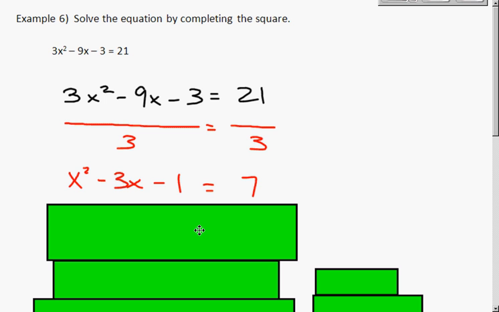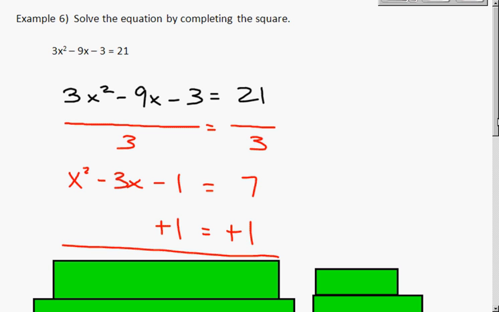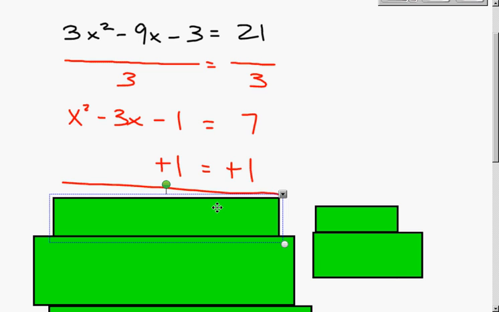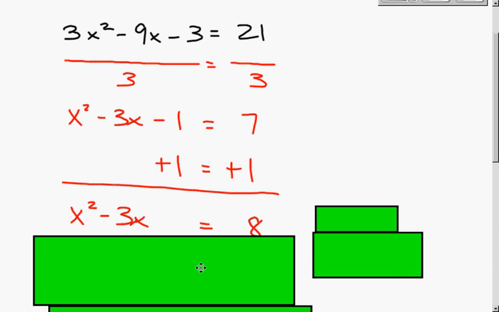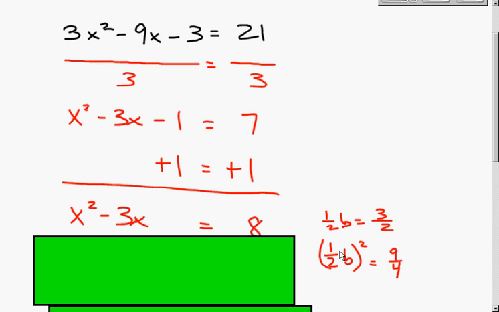So in step 2, we need to get rid of our c term, in this case the negative 1, so we need to add 1 to both sides. Rewrite our equation, x squared minus 3x equals 8. Your next step in step 3 is you need to take half of the b term. When you take half of the b term, you wind up with negative 3 halves or 3 halves. Step 4, you need to square what you had in step 3. So half of b squared is 9/4. Whether you had negative 3 halves or positive 3 halves, you wind up with 9/4.